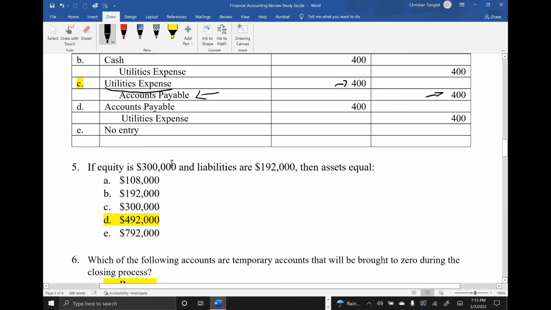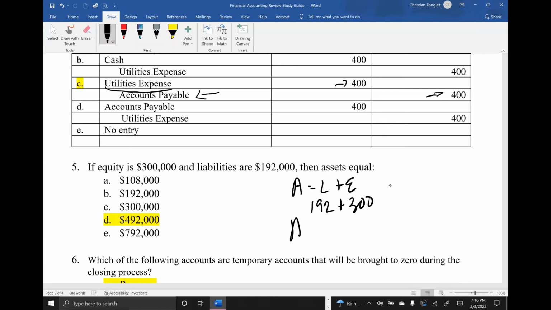Okay, so if equity is 300,000 and liabilities are 192, then assets equal what? Well, this is just what we did. Assets equal liabilities plus owner's equity. They're telling us liabilities are 192. This is 300. So what's our asset? All we're going to do is add.